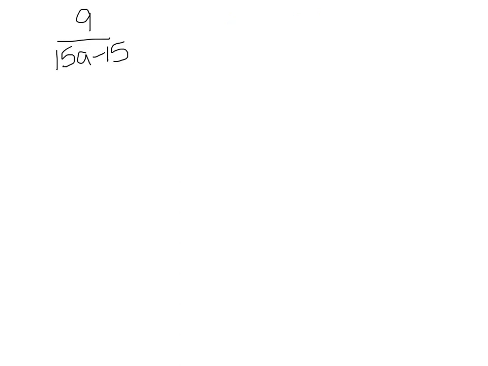Here's another kind of weird one. So I'm going to start out thinking about factoring. And I'm going to start with the denominator because to me it's looking like the numerator doesn't really factor at all. So I have 15a minus 15. When I factor out the GCF, I end up with 15 times a minus 1. 9 stays on top.